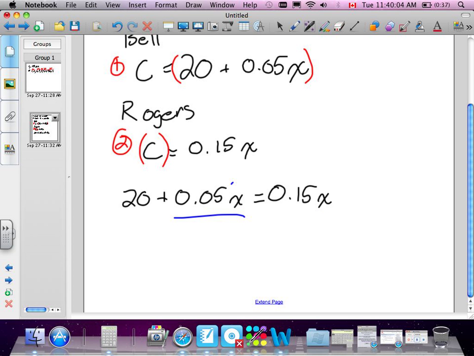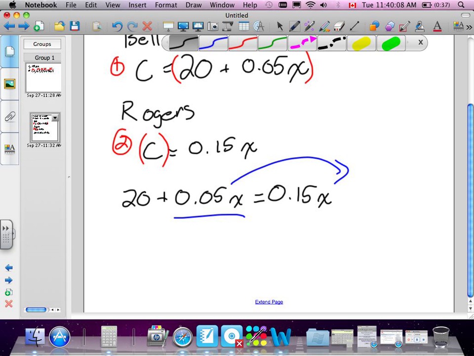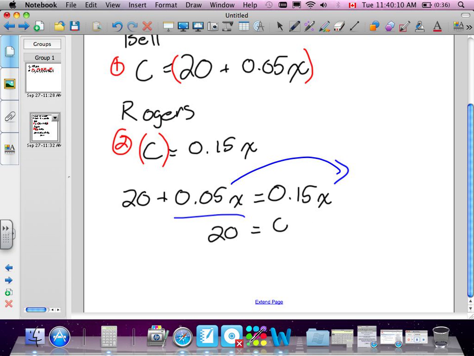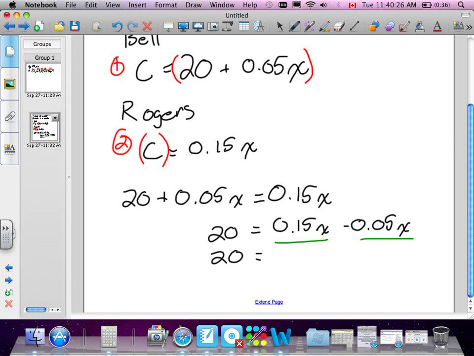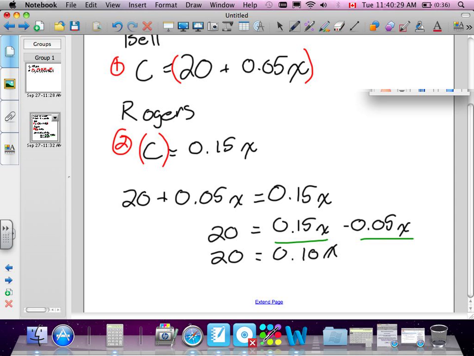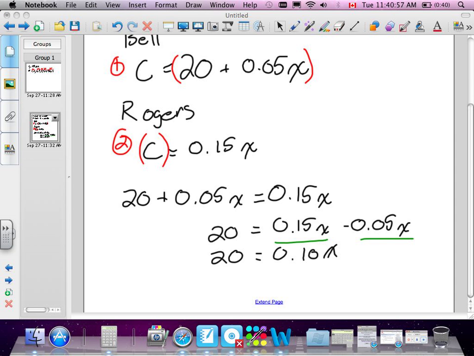So next thing I need to do is put all the variables on one side of the equation. I'm going to move my 0.05x to the right of the equation, so I'll be left with 20 is equal to 0.15x, subtract 0.05x. Once that's done, I'm going to collect my like terms, both of my x's. 20 is equal to 0.10x.